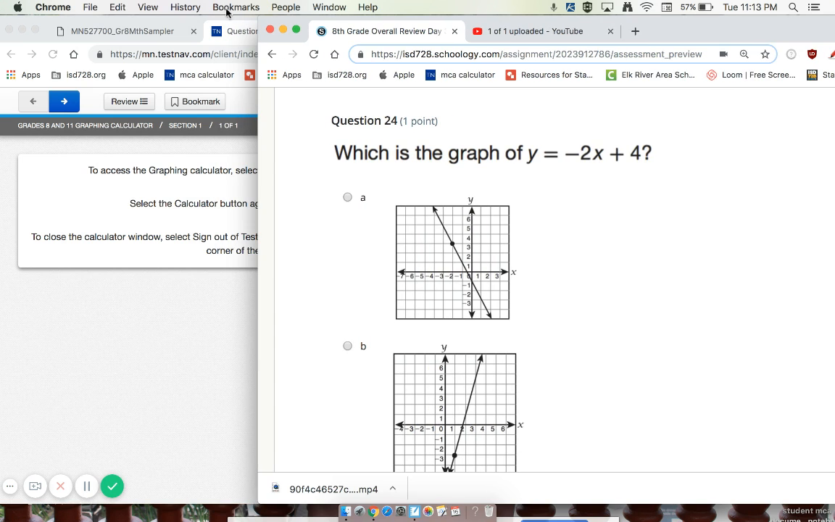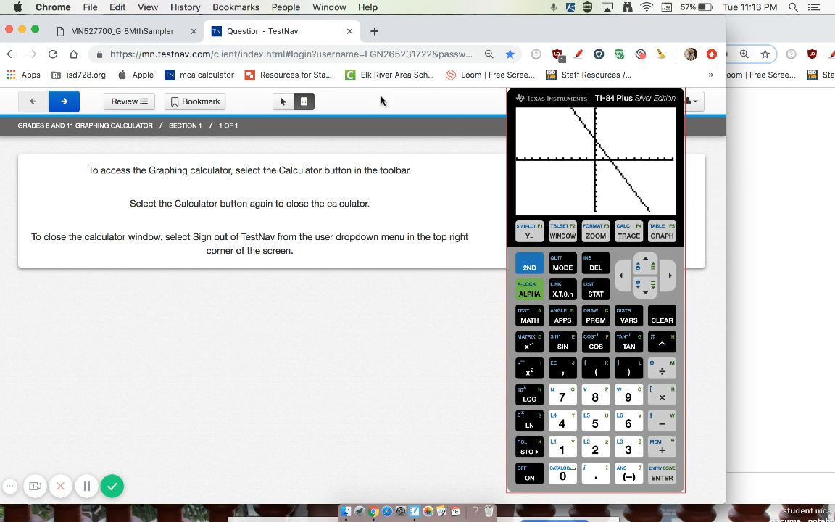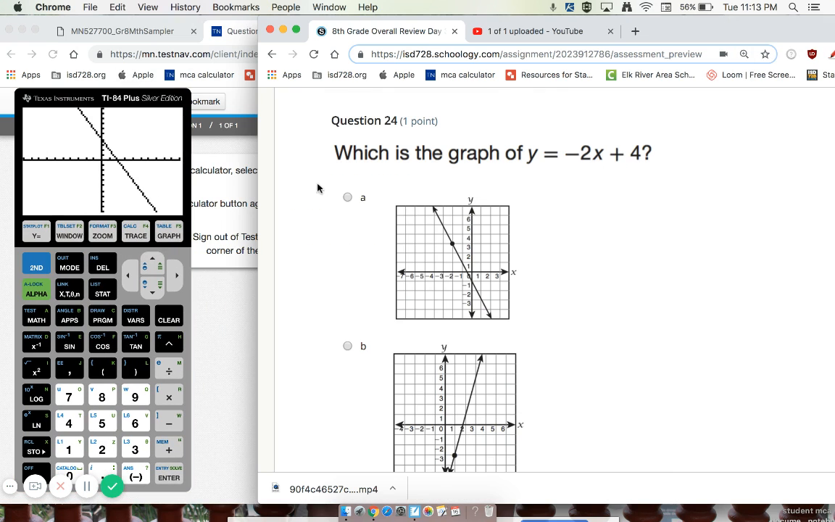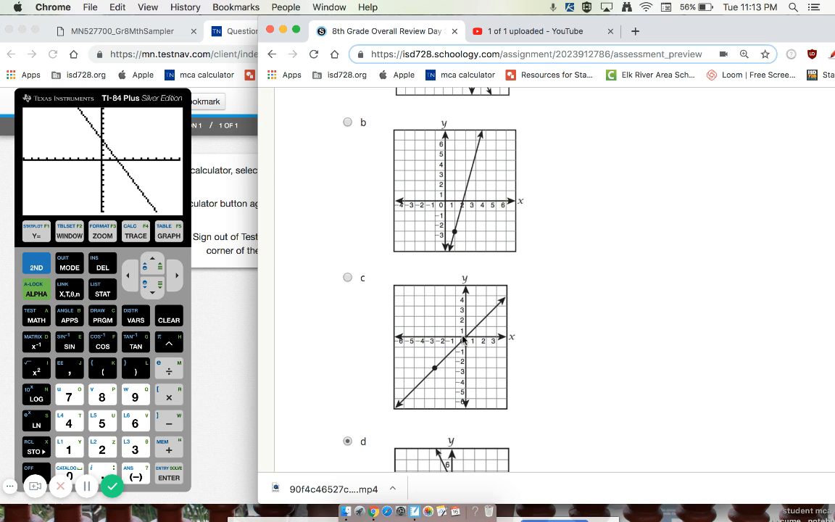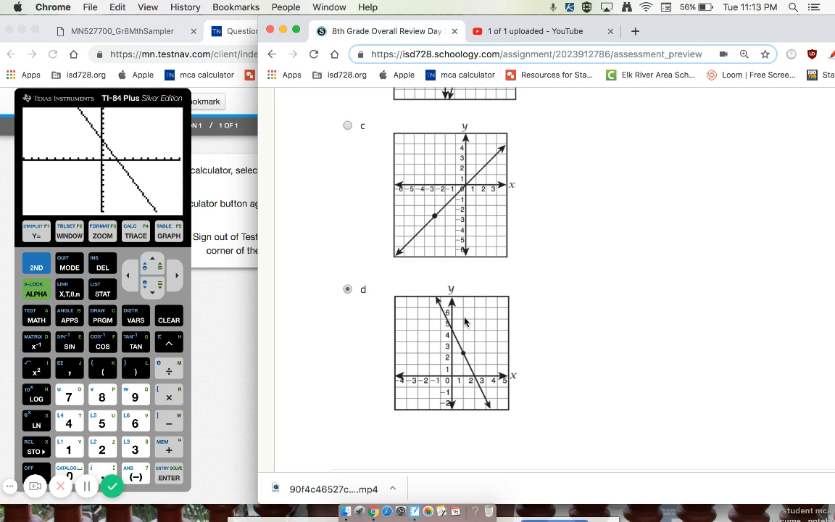So if I look at my graph here, I'm going to make my calculator over here so I can compare. The first one, it crossed the y-intercept down there, so that wasn't a match. This crossed way down here, so that's not a match. This crossed at the origin or the center, that's not the match, which tells me this is the only one that's a match.